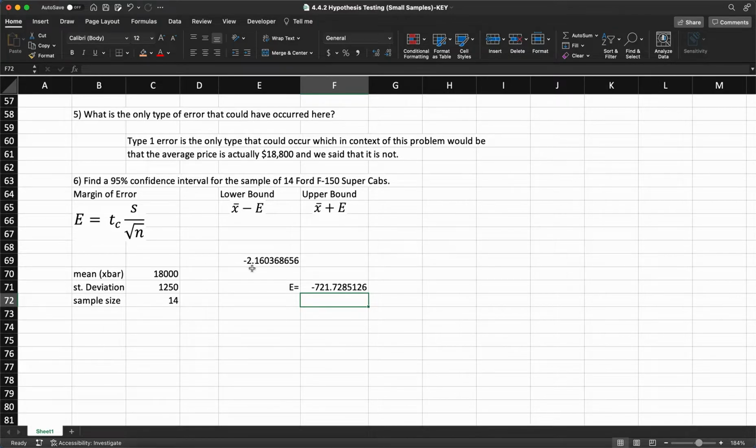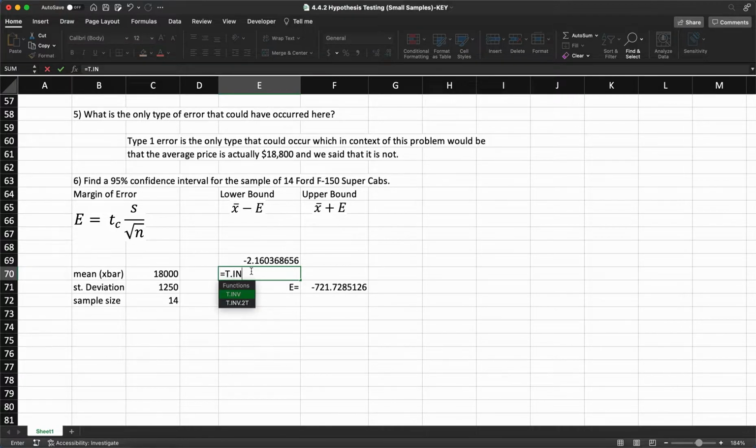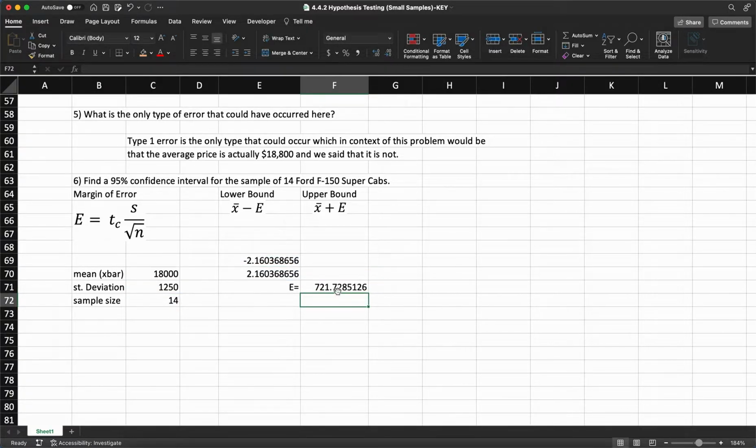So the upper z-score is going to be the same value. If we were going to do t dot inverse again, and we did the 0.975, which would be the upper end of this, and then 14 minus 1, we would get positive 2.1603. And technically, we want to use that positive value here. We don't want the margin of error to be negative because I'm going to subtract that value and I'm going to add that value. So we want the absolute value of this.